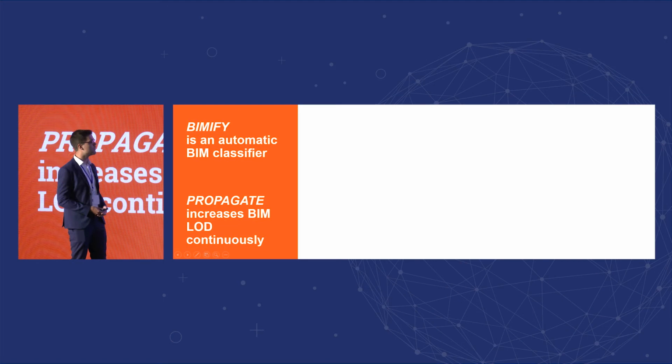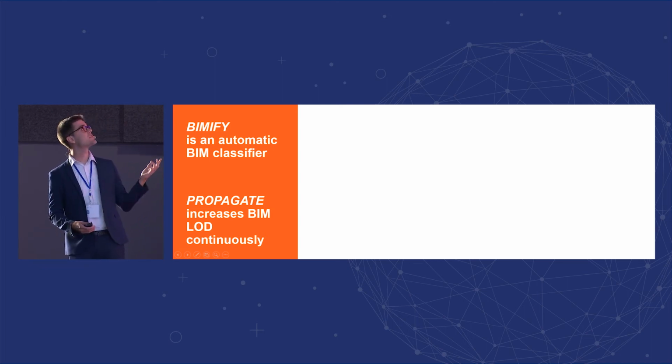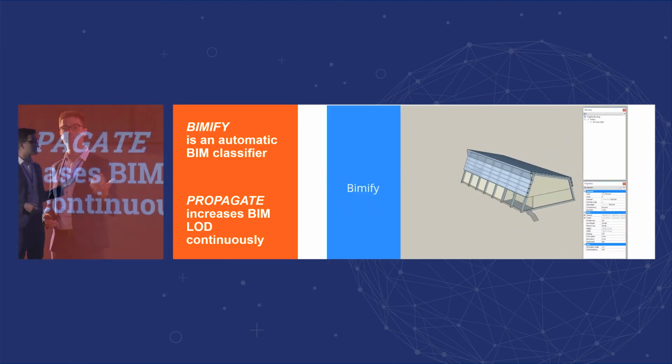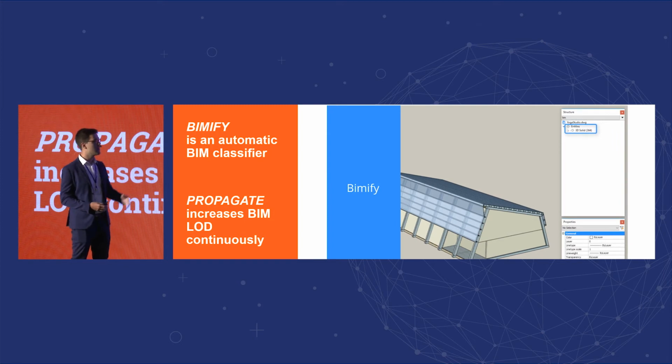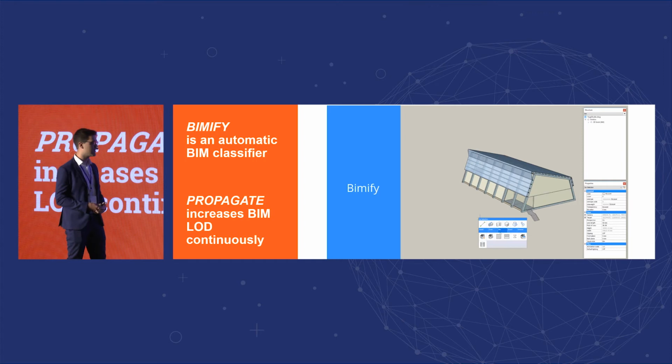In order to automate adding the data to the model, we use several technologies of artificial intelligence, and I'd like to show 2 examples. The first one is BIMify, which is an automatic BIM classifier. It will detect a 3D solid model. In this case, this is just a dumb 3D solid model. It can be imported or it can be created in our software.